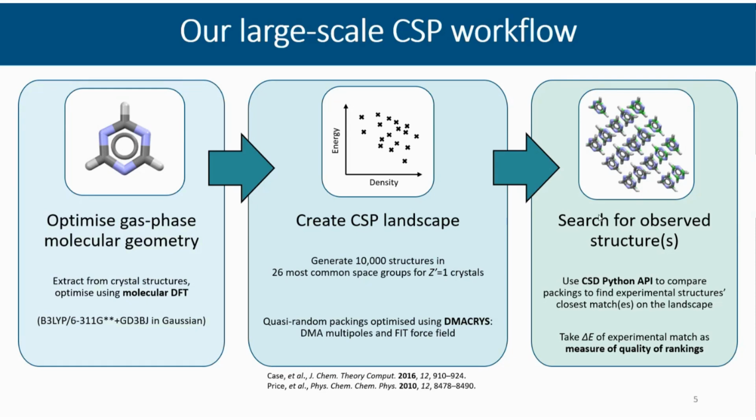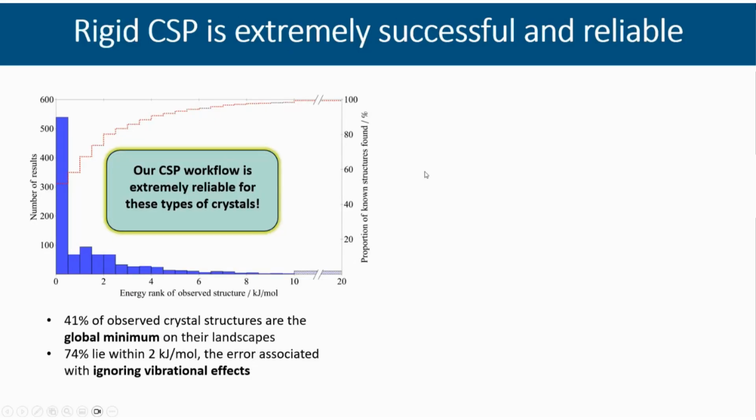And as I described before, we take the energy gap between our closest match and the global minimum on our landscape as a measure of the quality, or the error, if you like, in our CSP search. In that if our CSP workflow is working ideally, then this energy difference should, in general, be very small, ideally zero. And so once we did that, we found, not necessarily surprisingly, but the degree of the success surprised us. Rigid CSP is extremely successful and reliable for these kinds of systems.